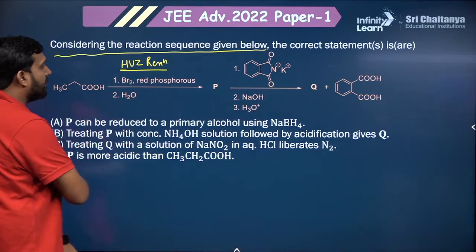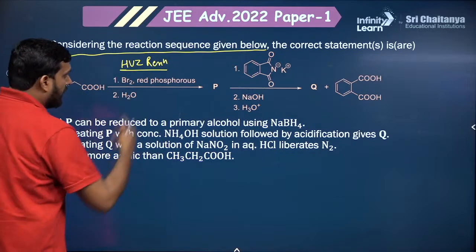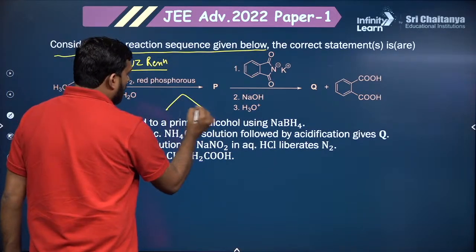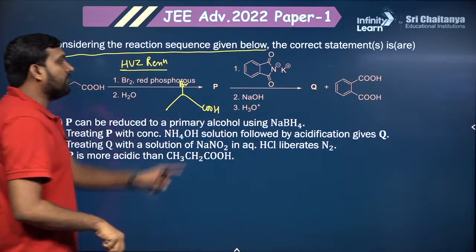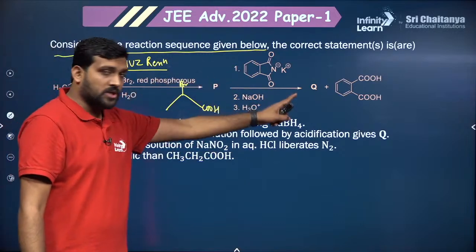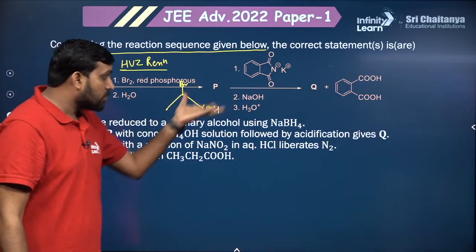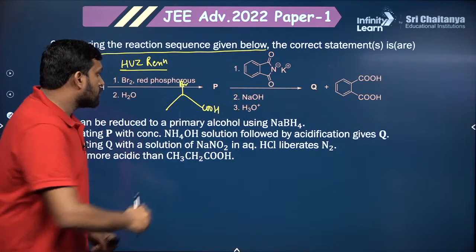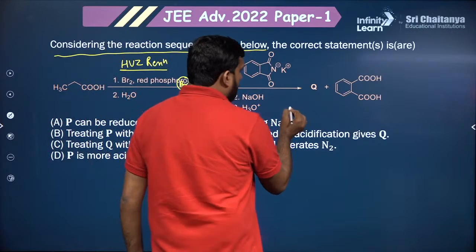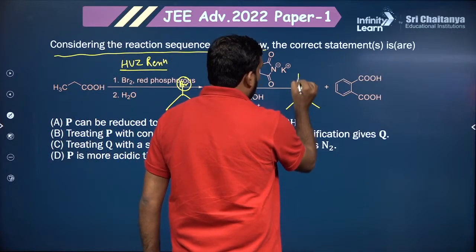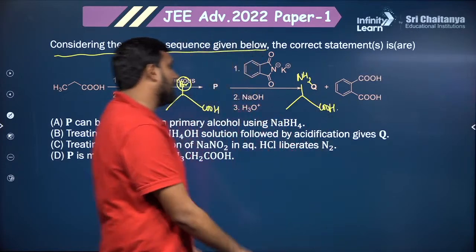So what happened here in the HVZ reaction? The alpha carbon gets substituted. So if I go for the P product here, it will be something like this. There will be bromine substituted, and then COOH. Now for the next reaction, from P to Q, it is the Gabriel phthalimide reaction, which mostly gives you a primary amine. It will replace this bromine, and here they will give a product like a primary amine, NH2 and COOH. So this will be the final answer, Q.